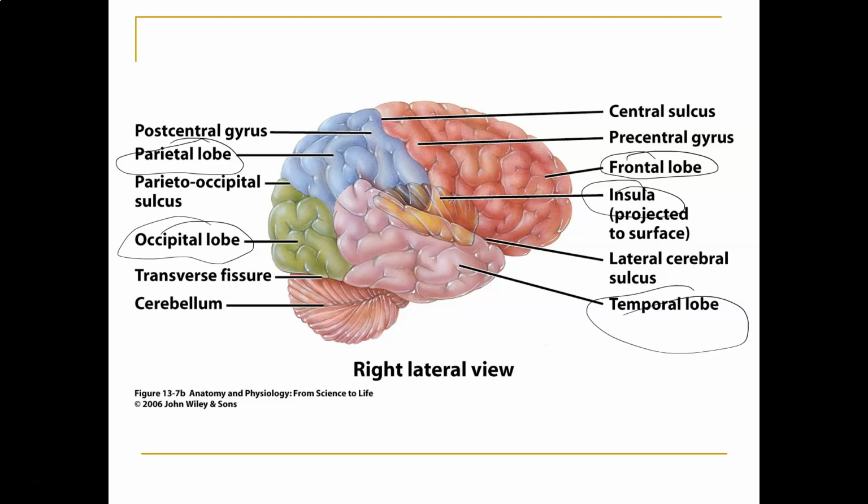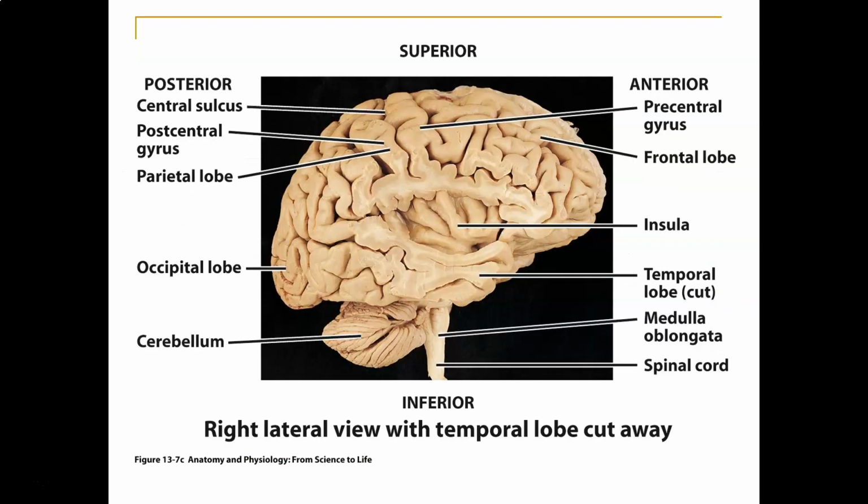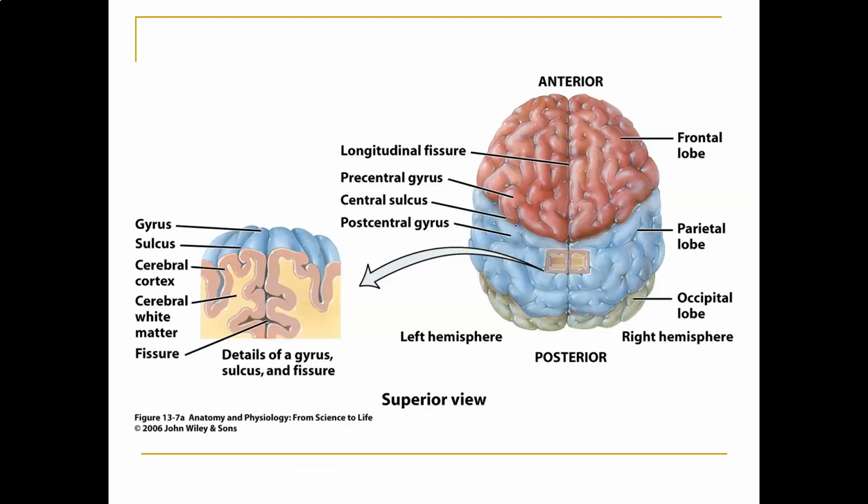So that just gives anatomists a way of being a little more specific when talking about the cerebrum. You can talk about which lobe of the cerebrum. Here they've cut off the temporal lobe so you can see the insula behind it. Okay, and then some vocabulary terms.